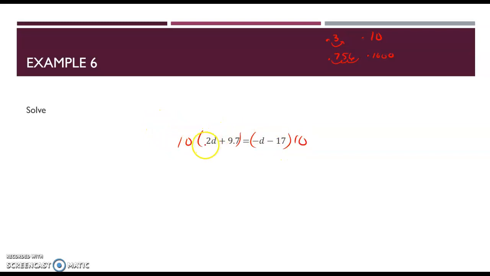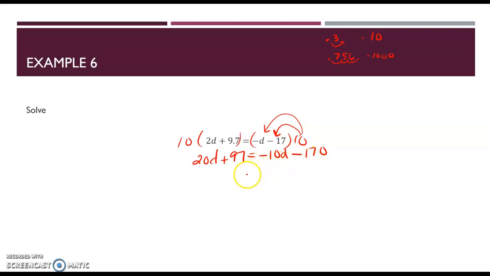And I mean everything. So we're going to take 10 times 2, which is 20. So we have 20D plus, and then 10 times 9.7, which will give us 97. Then we're going to take 10 times negative 1D, so we have a negative 10D, and 10 times negative 17, so we have minus 170.